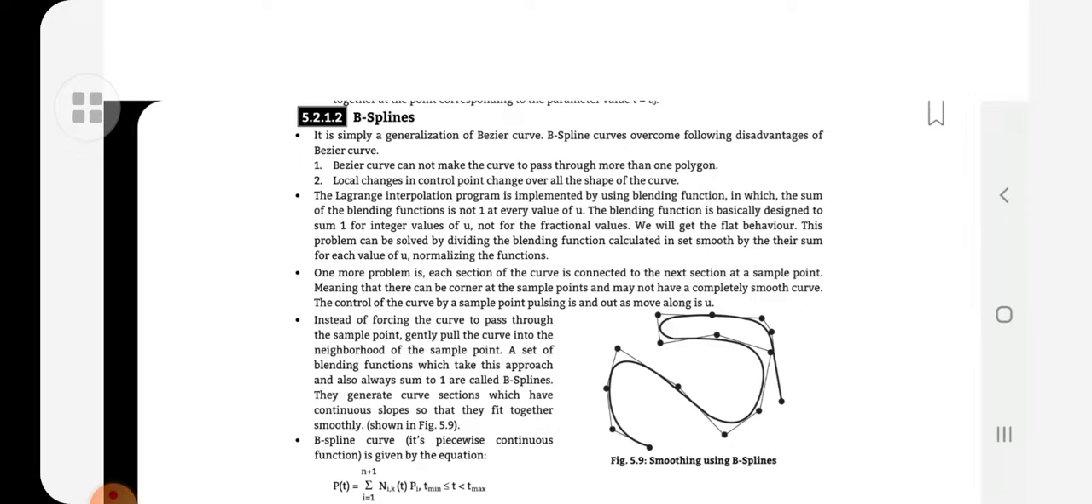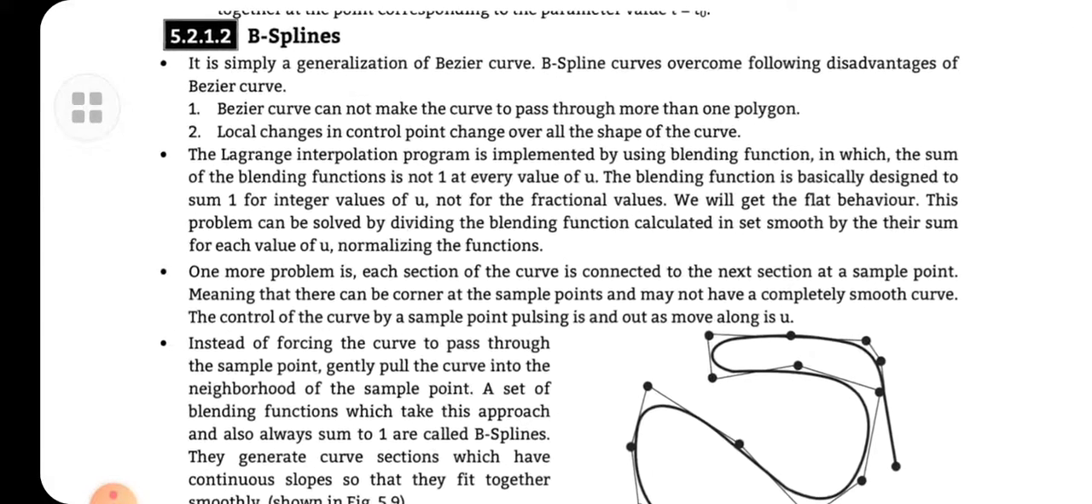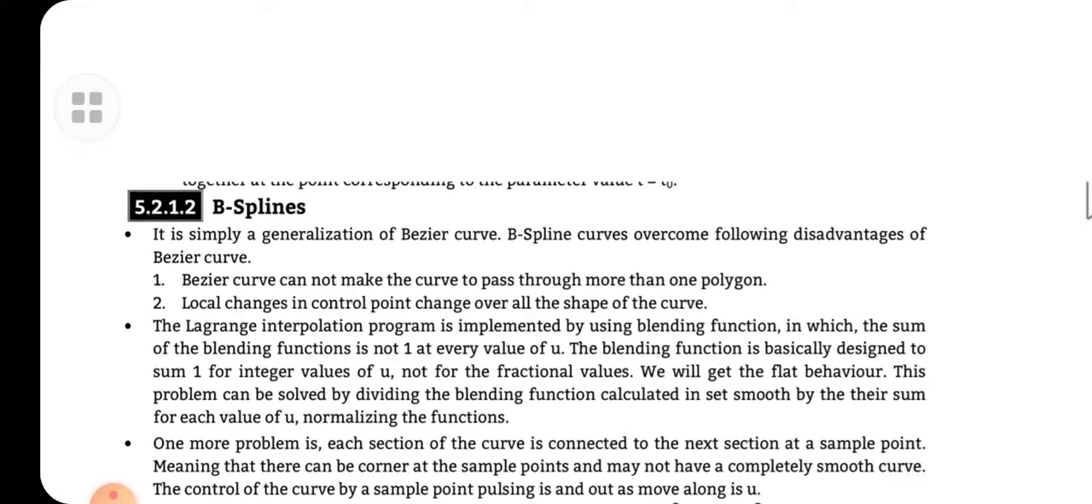Then second is the B-spline. It is a simple generalization of the Bezier curve. The B-spline curves overcome the following disadvantages of the Bezier curve. We have discussed the advantages of the Bezier curve, and here we will discuss the disadvantages of the Bezier curve. The first is that a Bezier curve cannot pass through more than one polygon. And second, local changes in a control point change the overall shape of the curve.